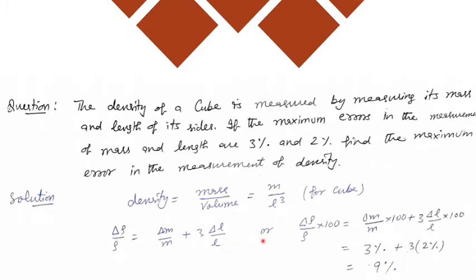And if I want to write in terms of the percentage error, I have to multiply with 100 on both the sides. This delta m upon m multiplied by 100 is given as 3%, and delta L upon L into 100 is given as 2%. So it means percentage error in m is 3%, percentage error in L is 2%, but this is to be multiplied with the number 3. So when you add up after multiplying, then you are getting the result 9%.